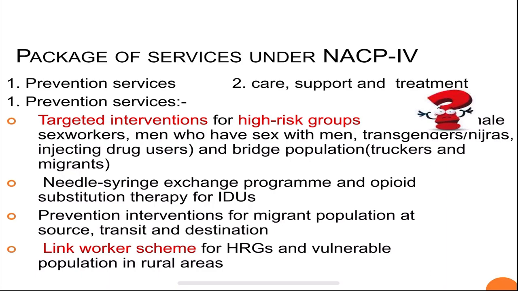Needle syringe exchange program and opioid substitution therapy for intravenous drug users. For those who are intravenous drug users, we need to give opioid substitution therapy. Prevention interventions for the migrant population at source, transit, and destination: those who are migrating, those in the process of migration, and those who have reached their destination. Link workers: the link worker scheme for high-risk groups and vulnerable population in rural areas.